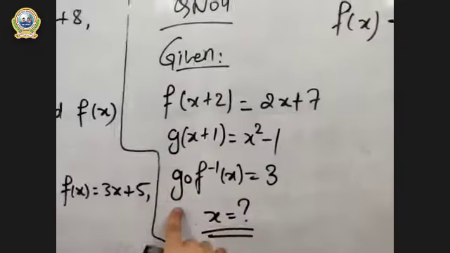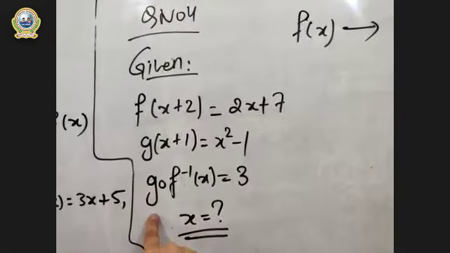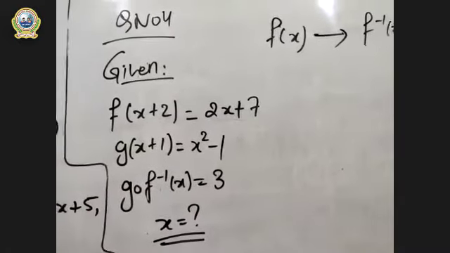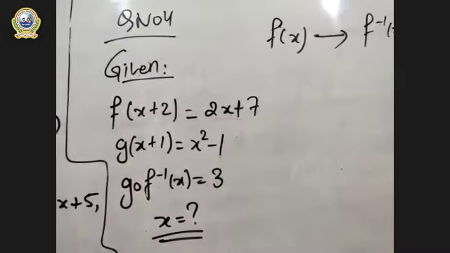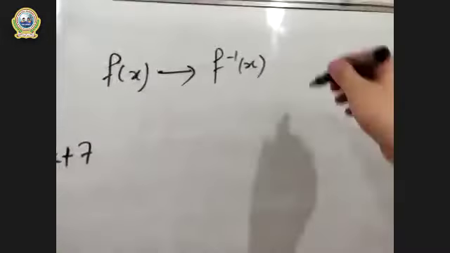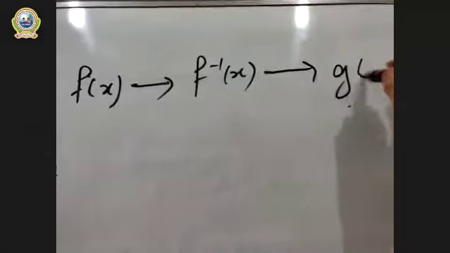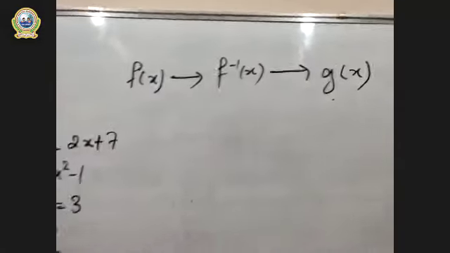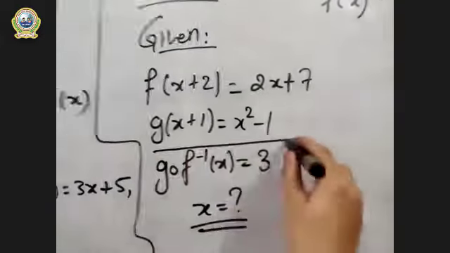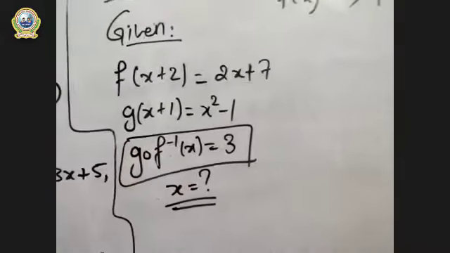And look at here, here is g∘f inverse x, means we need g(x) as well. Because here, only g(x+1) is given. You even need g(x) also, right? So now we will calculate g(x) as well. This will be our third step. And finally, we will use this given and we can easily solve for x, right?